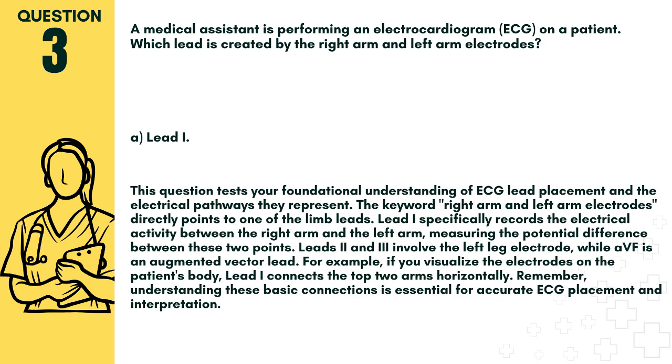Answer: A. Lead I. This question tests your foundational understanding of ECG lead placement and the electrical pathways they represent. The keyword right arm and left arm electrodes directly points to one of the limb leads. Lead I specifically records the electrical activity between the right arm and the left arm, measuring the potential difference between these 2 points. Leads 2 and 3 involve the left leg electrode, while AVF is an augmented vector lead.